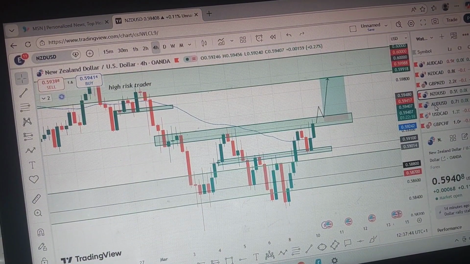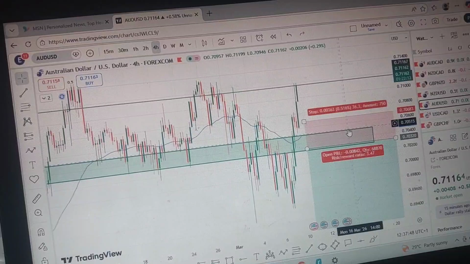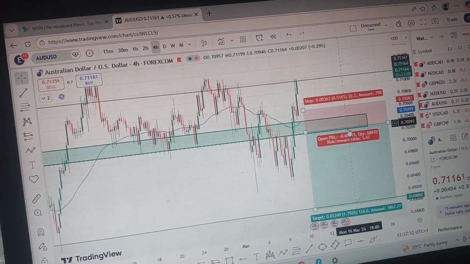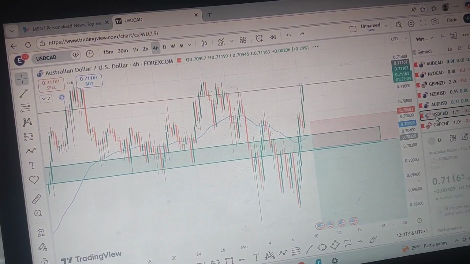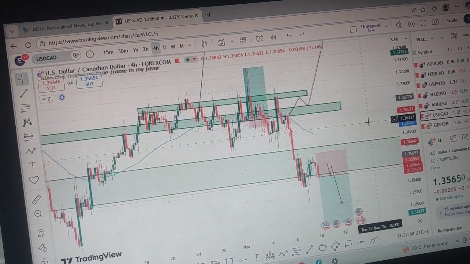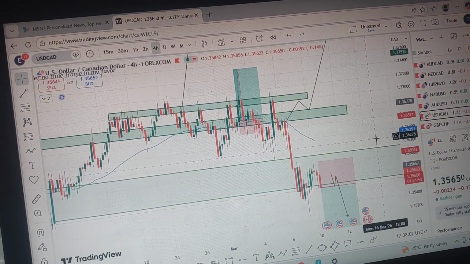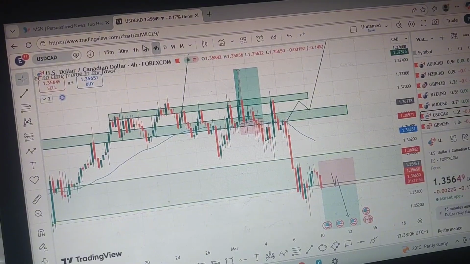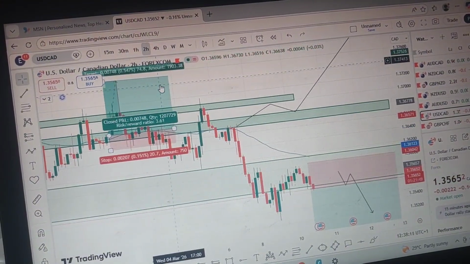Next, AUD USD. Not an ideal trade, not so interested in this trade. Really, the market is moving. Next, USD CAD. Wow, wow, wow. USD CAD, I can take this trade. I think this trade is cooking, cooking, cooking.